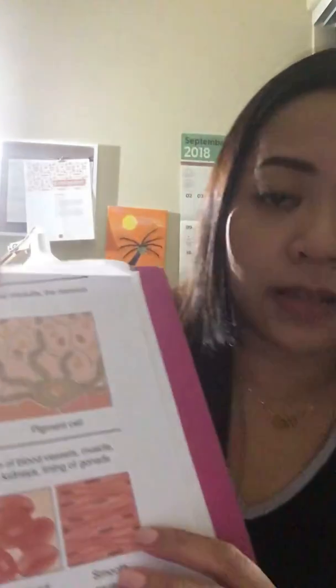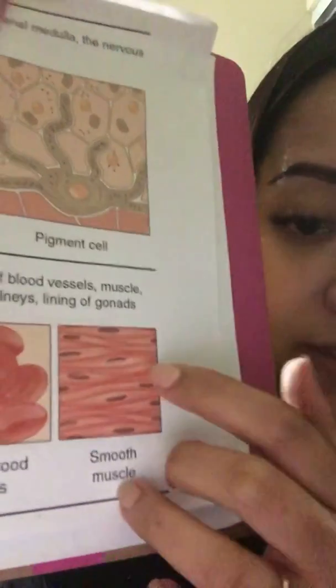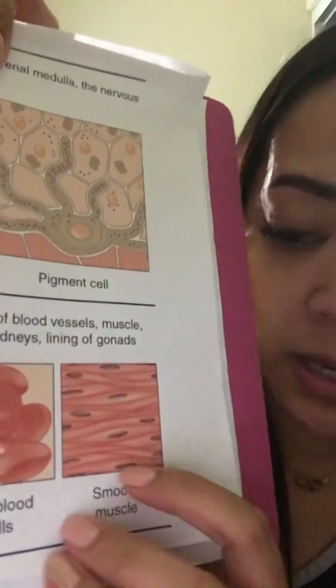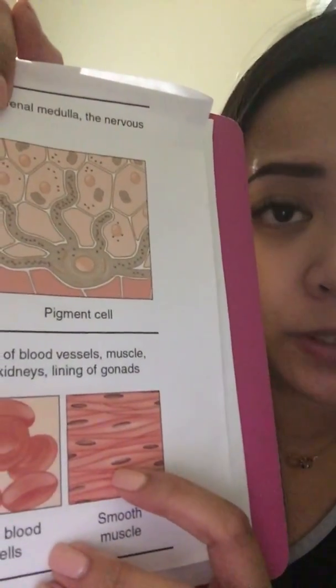intercalated discs. So for smooth muscles, it is called smooth muscle because it is smooth, and it doesn't have any striation, and it is also uninucleate, meaning one nucleus, and they're mostly found in our intestines. So the third tissue is the connective tissue.